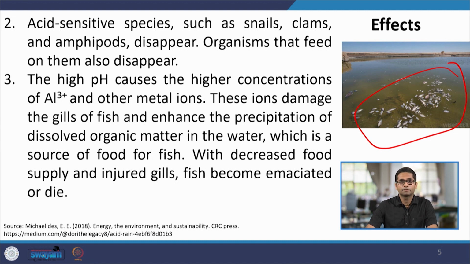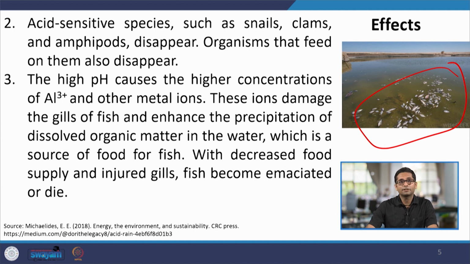Another major consequence was that a lower pH also causes a higher concentration of aluminum ions and other metallic ions, and these ions would damage the gills of the fish, which they use for respiration. And once the gills get damaged, it also hampers the future propagation of the marine life, and the higher-up animals which feed upon these fish, again causing a degrading effect on the complete food chain. And the fishes in return would either become emaciated or they die in the long run.